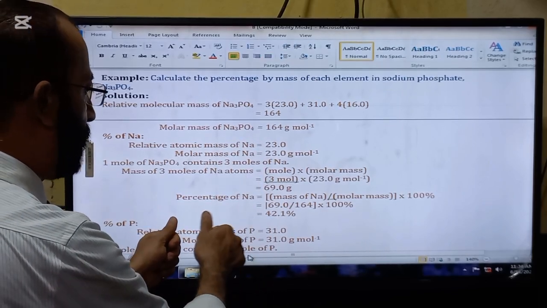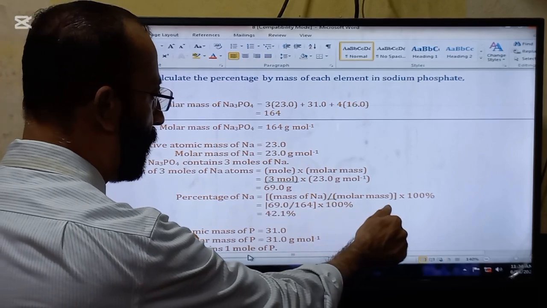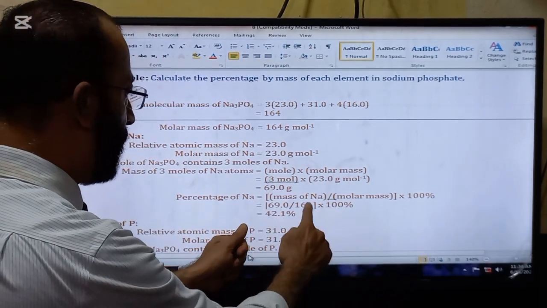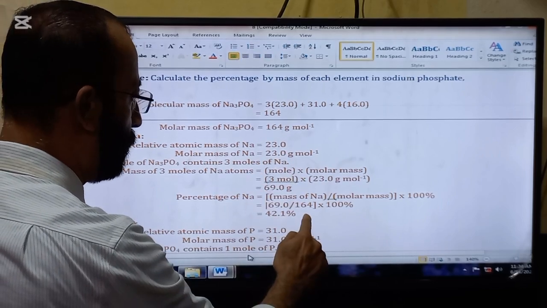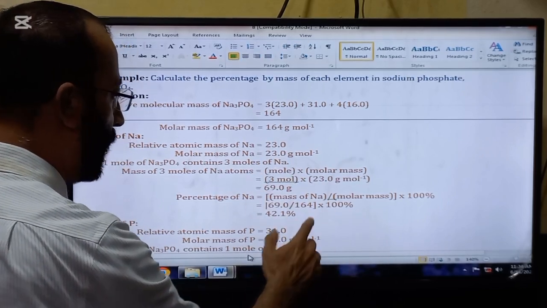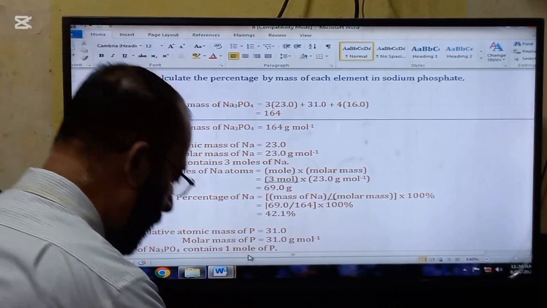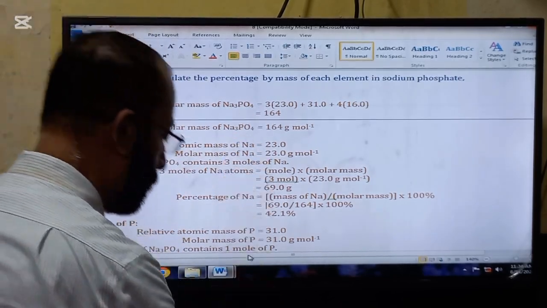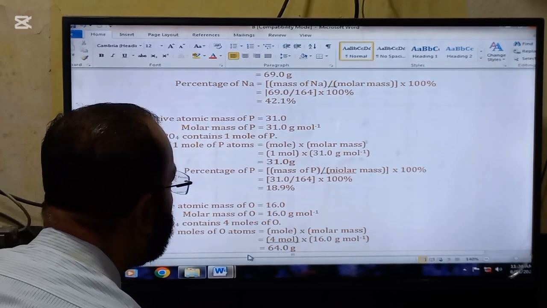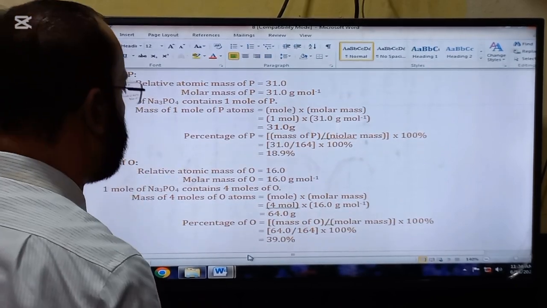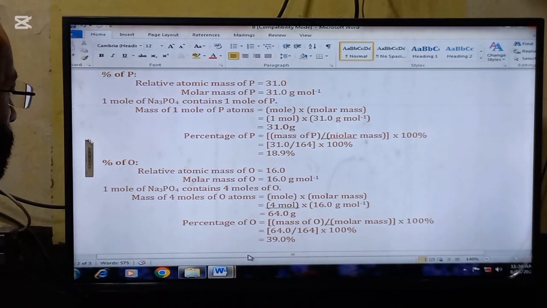And the final step: percentage of the sodium will be equal to mass of sodium over molar mass of the compound multiplied by 100%. So mass of the sodium is 69. Molar mass of the compound is 164, multiplied by 100%. Solve it on the calculator, you will get the answer. And the same steps will be followed for P and O as well. So look at the solution and do it by yourself at home. So these are the steps, you may note them.